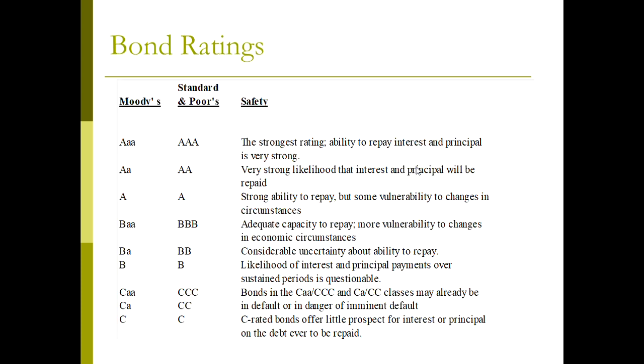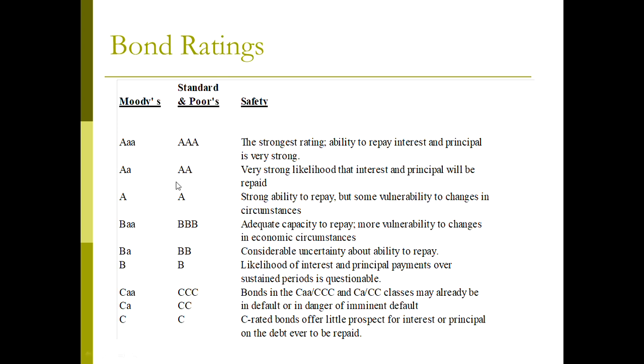Okay. Because the major concern of the corporate bond is the safety or the default risk, we have a lot of bond rating agencies that rate the bond's default risk. The most famous ones are Moody's and Standard & Poor's. So they're going to give each corporate bond a rating. The highest rating is AAA. If the bond has a AAA rating, it has the strongest rating, meaning the ability to repay the interest and the principal is very strong.